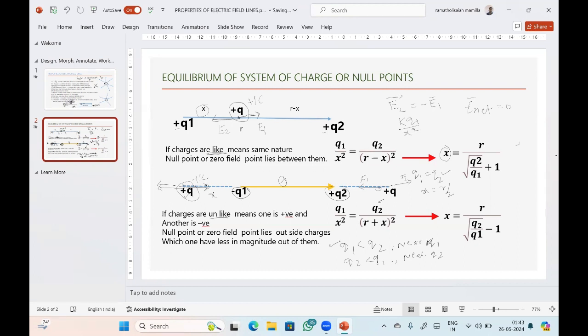So when does this point lie on the left side or right side? That depends on the magnitude, as I said already. If Q1 is less, then the null point is near Q1. If Q2 is less, the null point is near Q2. It does not depend on the sign. Very, very important: it does not depend on the sign. It depends only on the magnitude.